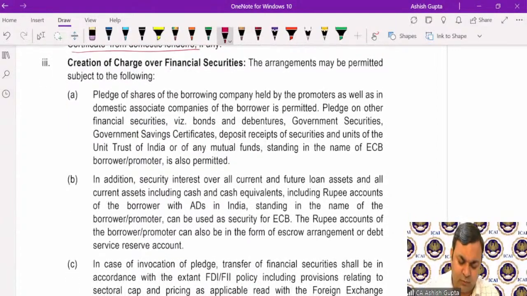Creation of charge over financial securities. Okay, so for financial securities, there is also an end use restriction that you cannot invest in the capital market. The arrangement may be permitted subject to the following.